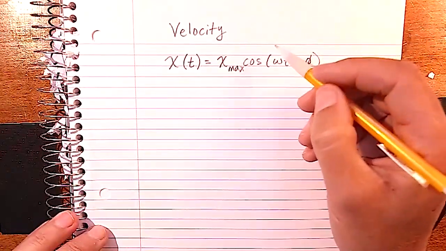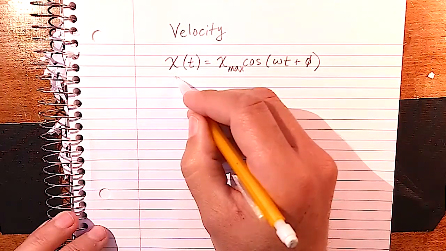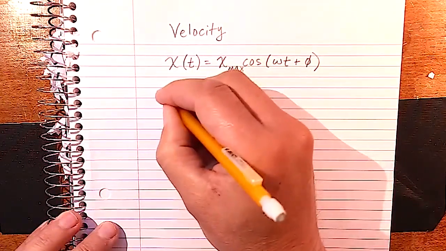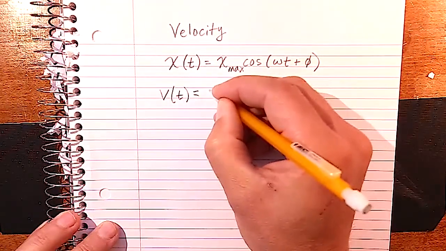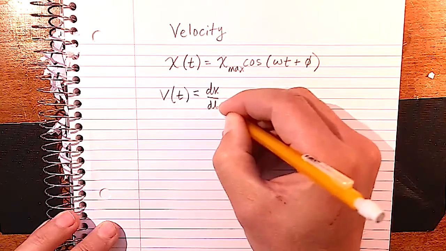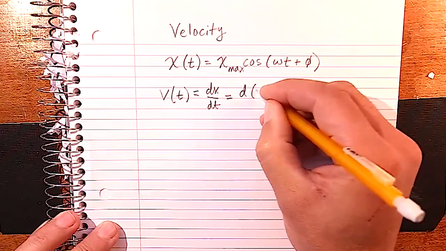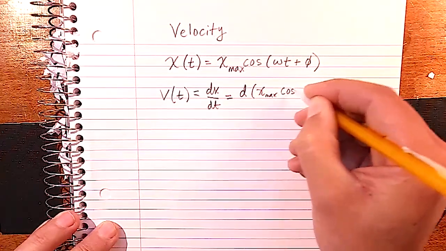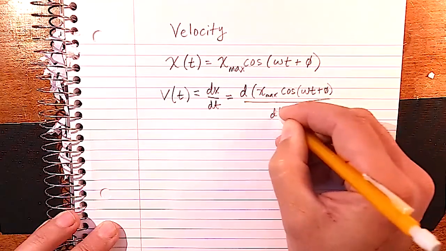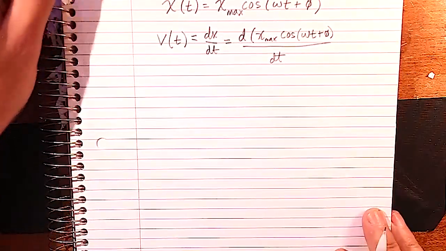As you've probably already guessed, if we want to find the velocity, then we're going to take our position function and take the first derivative. Why? Because velocity as a function is equal to the first derivative of position. So we're going to take the first derivative of the formula x max cosine omega t plus phi, and that is with respect to time. So to do this, we're going to use the chain rule.